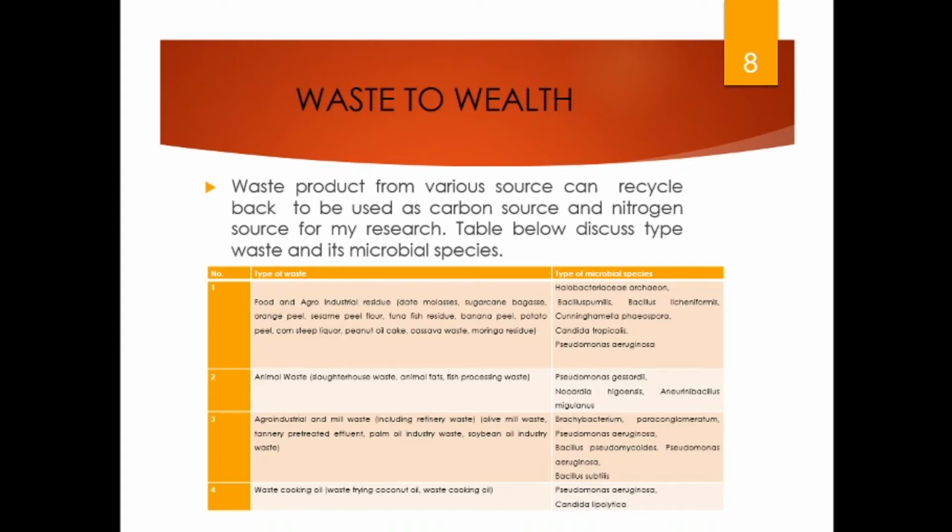This table shows the types of waste and their microbial species for my project. The first one is food and agro-industrial residue. A related example is molasses, and the types of microbes are Bacillus and Candida tropicalis. From animal waste, we can produce biosurfactant and use it as a carbon source. Examples of microbial species we can use as strains are Pseudomonas and Nocardia.